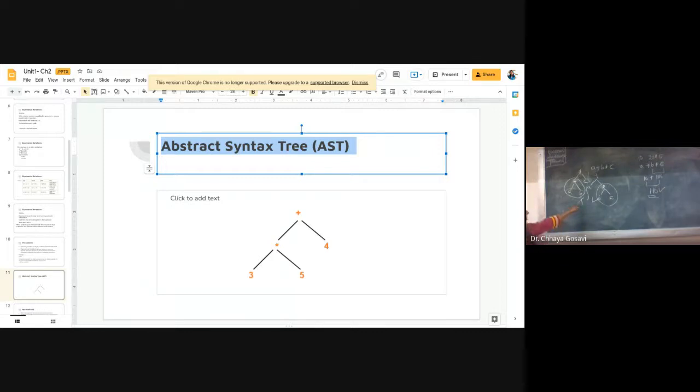So in this case, what is an abstract syntax tree? The operator should come as a root node or as innermost nodes, and operands should come as leaf nodes. These are the operands, and you have to carry out operations starting from the leaf nodes.